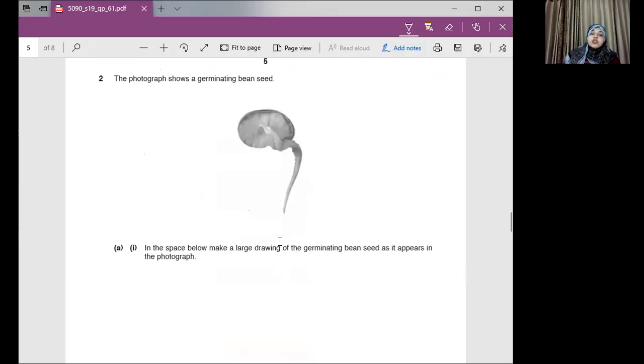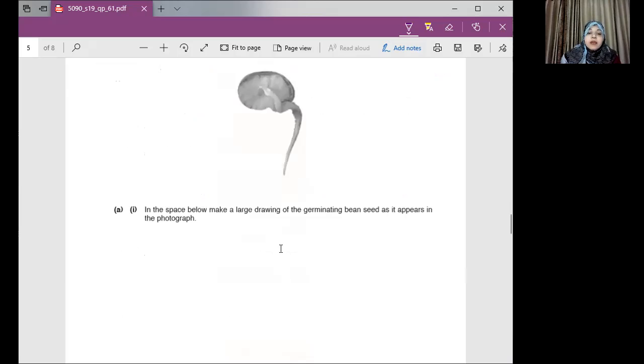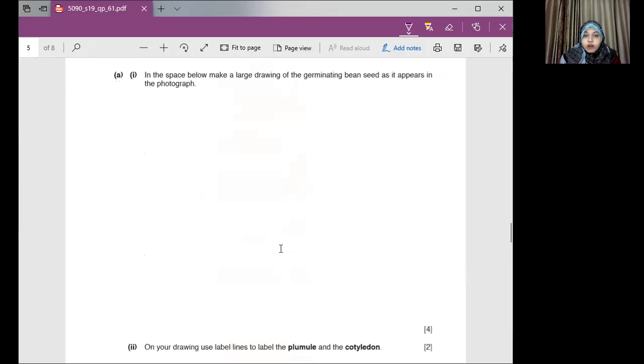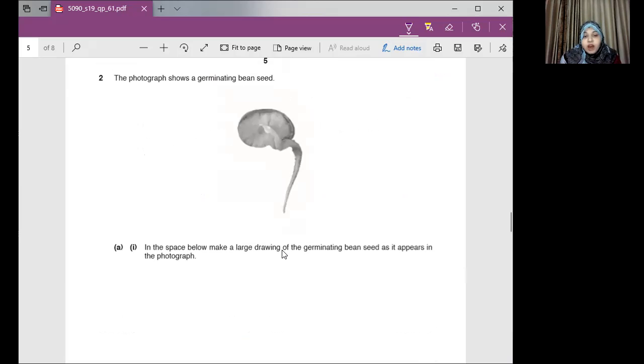Next is question number 2, the compulsory question related to this paper. The photograph shows a germinating bean seed. In the space below, make a large diagram of a germinating bean seed as it appears in the photograph. For 4 marks, you have to draw. Again, concentrate on outline. You have to concentrate on size. You have to focus on this inner structure. You have to focus on this radicle structure, this one, right?